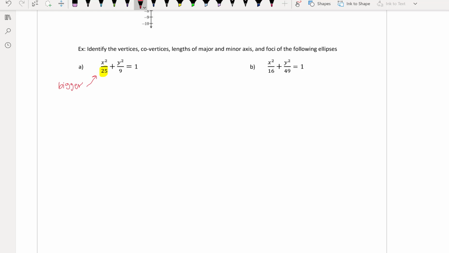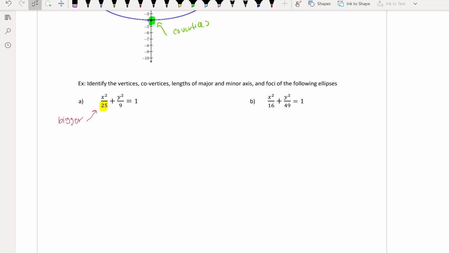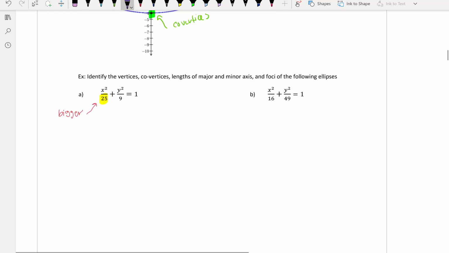Since that denominator is bigger, I'm definitely going to be looking at the general equation where I have x squared over a squared plus y squared over b squared equal to 1. Because I'm looking at that, I exactly know what my a squared is going to look like. So my a squared is equal to 25. That tells me that a is equal to 5.